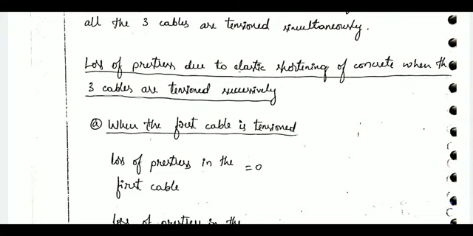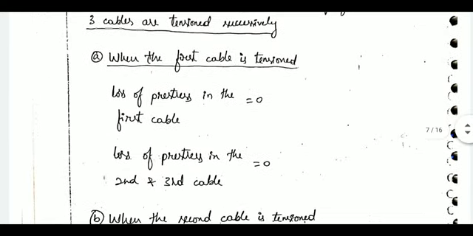So in that case, still we are applying the tensile stress and we have not yet released the first cable, so there is no loss because the remaining two we have not at all touched. So loss of prestress in the first cable is also zero as we are applying the tensile stress, and the second and third cables also zero since we have not touched them.